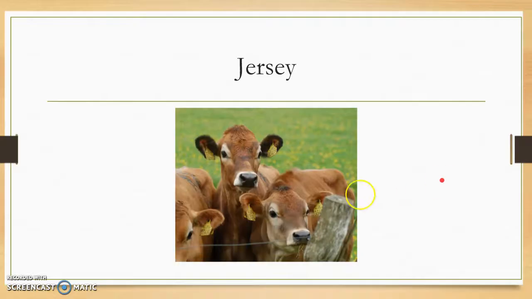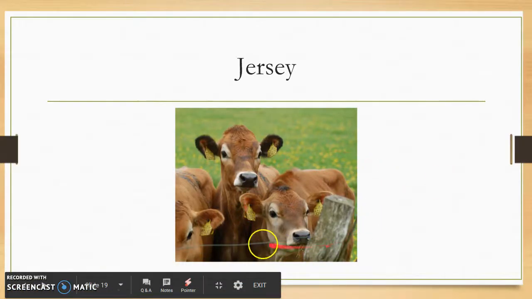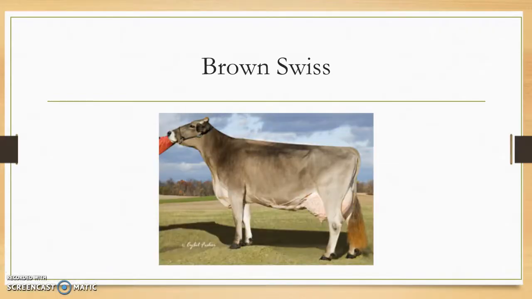Next one is Jersey. Jersey is one of the smallest dairy breeds. They're popular because they're a little more hardy. They produce milk that's high in fat, so it makes great milk for cheese and ice cream, things like that. Here's your Brown Swiss.